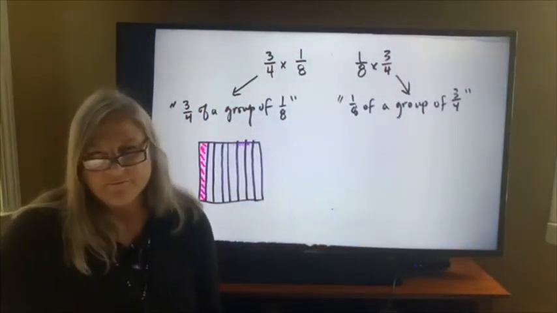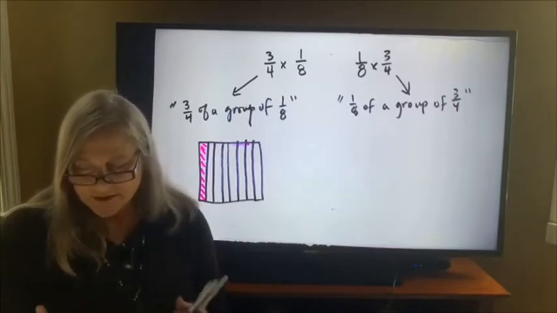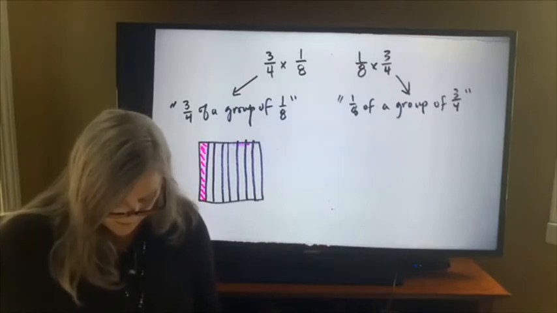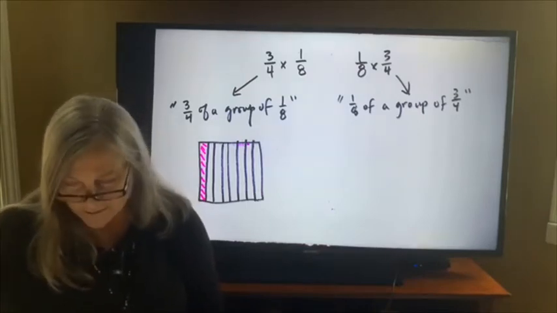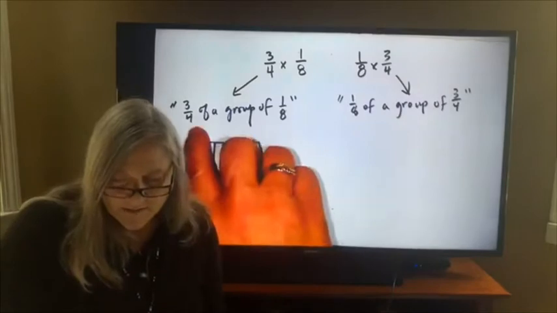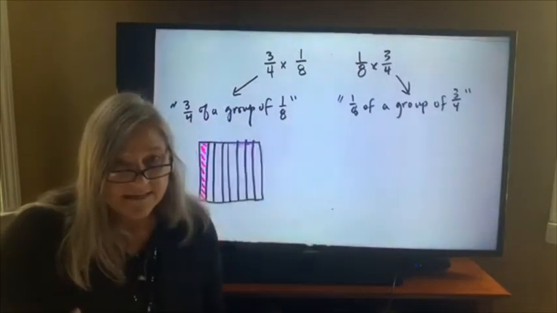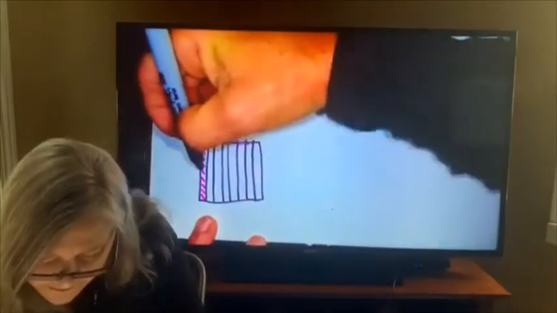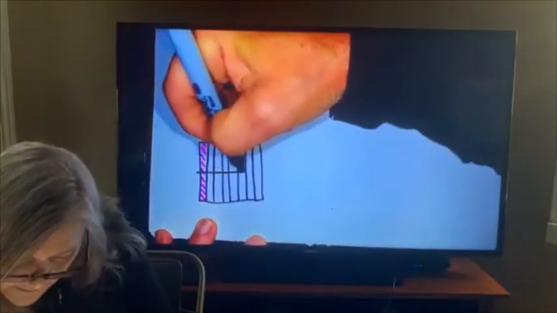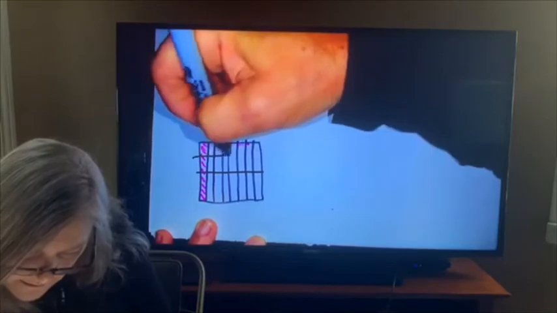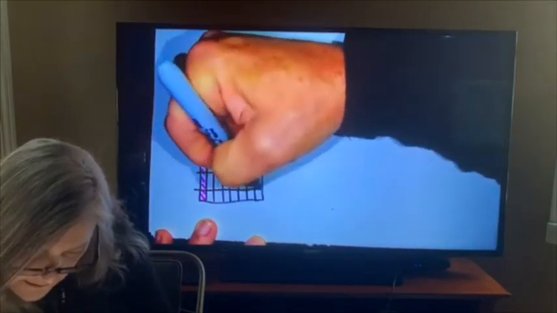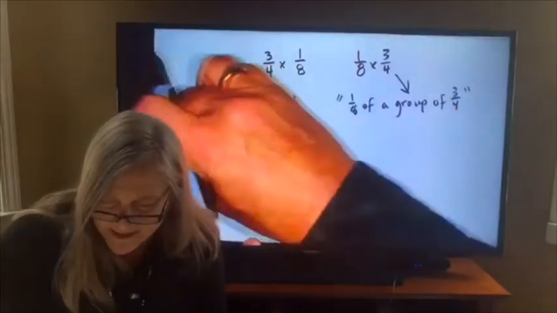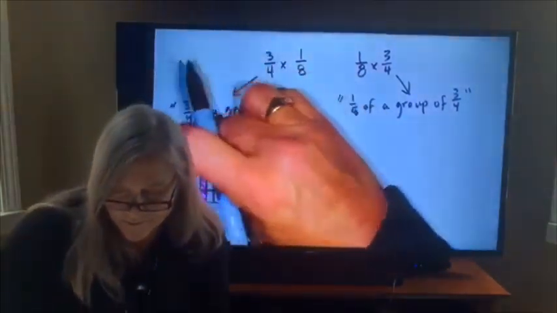Now we want 3/4 of this. So again, we have 8s going this way. We want to look at 3/4 of this. So I'm going to split it again horizontally, and I'm going to split it into how many equal parts? 4, because that's the name of the fraction. So I'm going to split this into 4s. I'm going to do this, this, and this. So remember, these are the 4s. They span and go through the whole row.